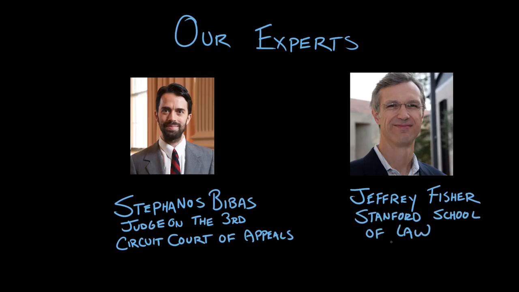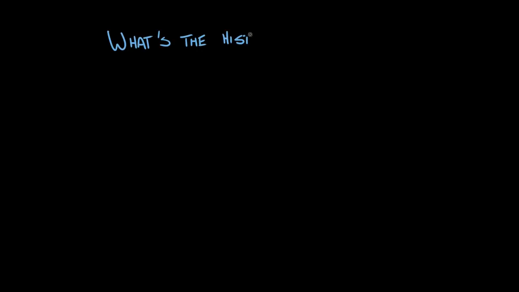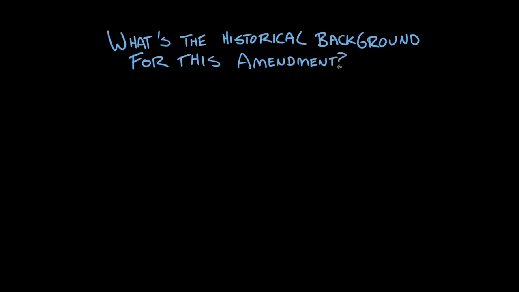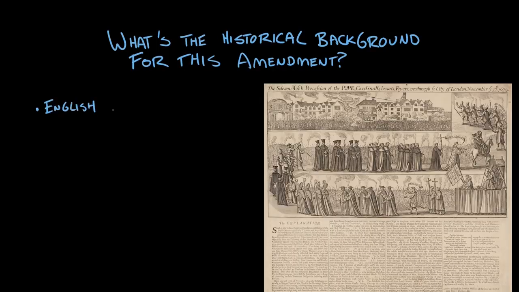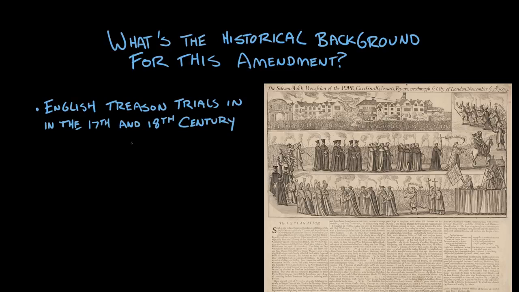So, Judge Bibas, in the case of the Bill of Rights, the framers were trying to prevent particular abuses of the government. So what was the historical background that led them to want to protect these rights in particular? In England, in the late 17th and early 18th century, there was a series of treason trials, other political trials, and the king had done some things that bypassed the usual mode of trial in criminal cases.